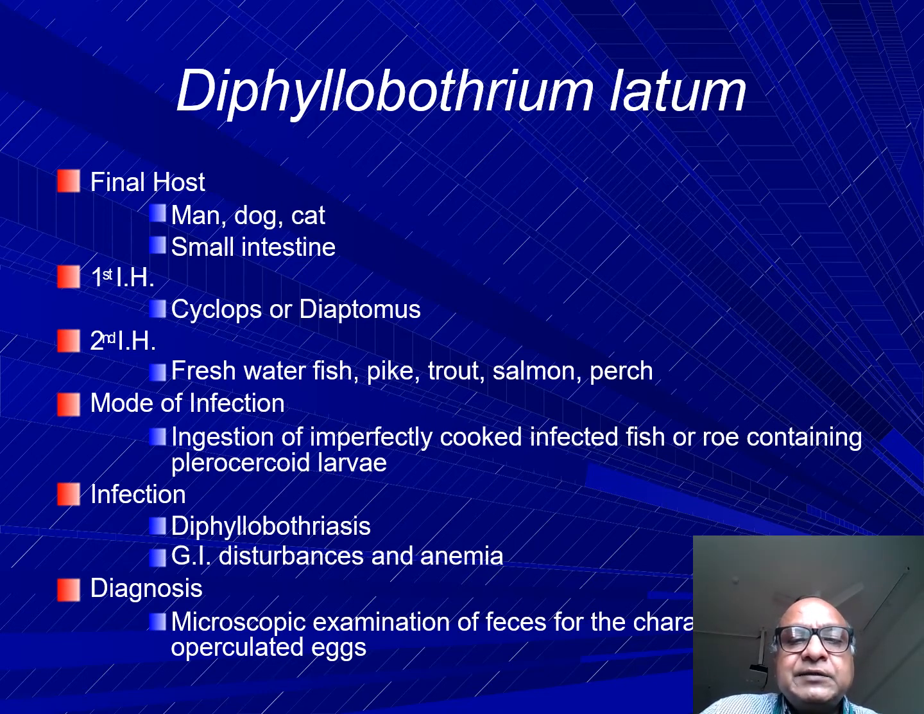The mode of infection is imperfectly cooked or uncooked raw meat of the fish containing plerocercoid larvae, and the diagnosis will rest upon the demonstration of the eggs in the feces, or recovery of the parasite in the feces accidentally or through endoscopic examination.